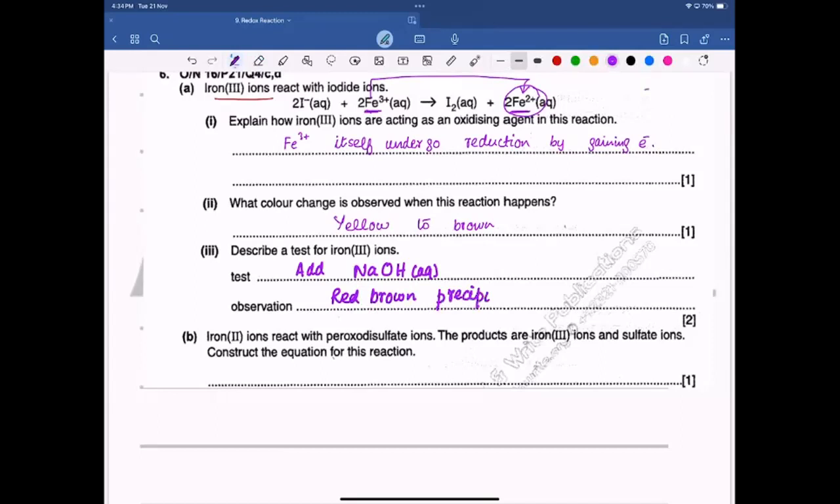What does precipitates mean? It's insoluble, so it will appear in the solution. When we mix two solutions, if one of the products formed is water insoluble, it forms small solid particles, and those small solid particles are called precipitates. So if the color of the solution is red brown, in the observation we just write the solution turns red brown, as we did over here, yellow to brown. We are just stating the change in color of the solution only.